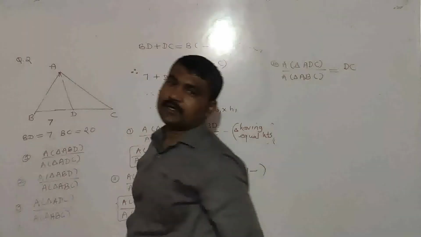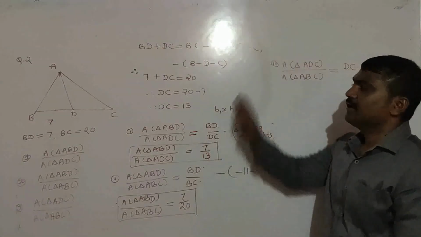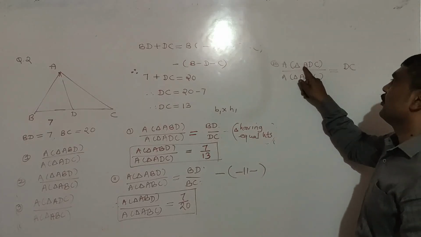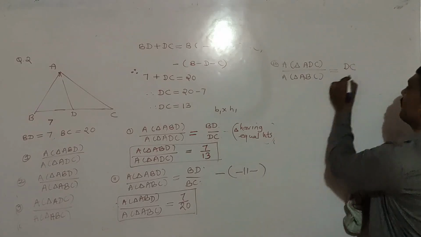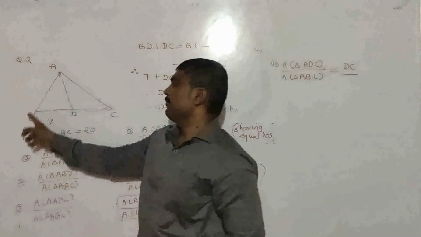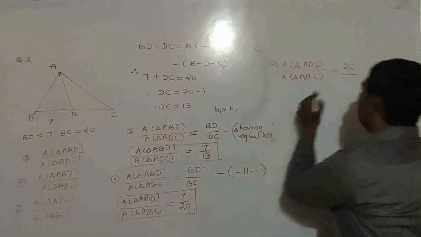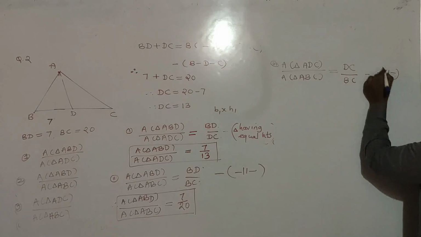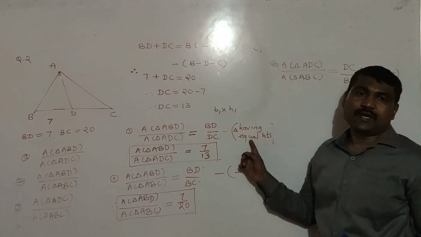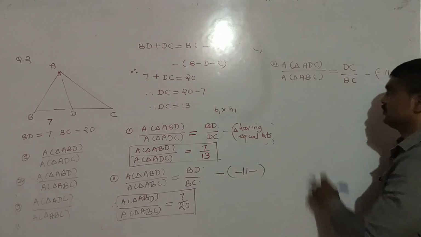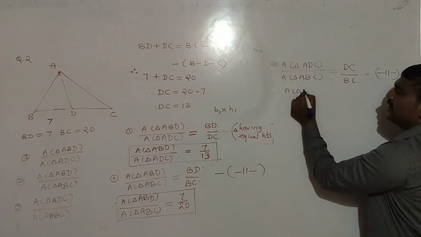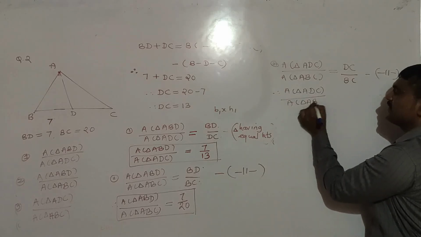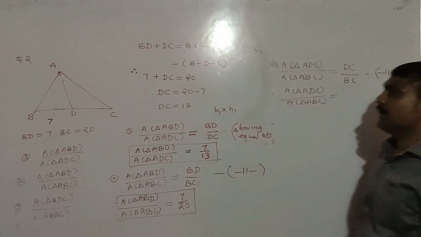हमें इसकी जरूरत नहीं है. You have to understand all the given three triangles having equal height. So base of numerator is DC, and what is the base of ABC? ABC, base is BC. So finally the reason is same. What reason will you write here? You have to write two triangles having equal heights. So finally the answer is area of triangle ADC upon area of triangle ABC. The answer is DC upon BC.